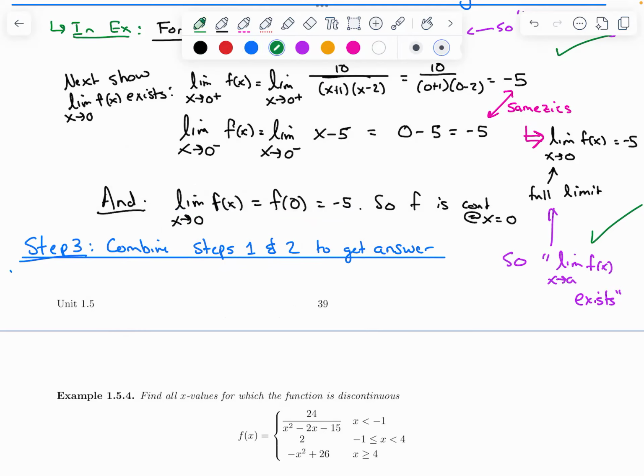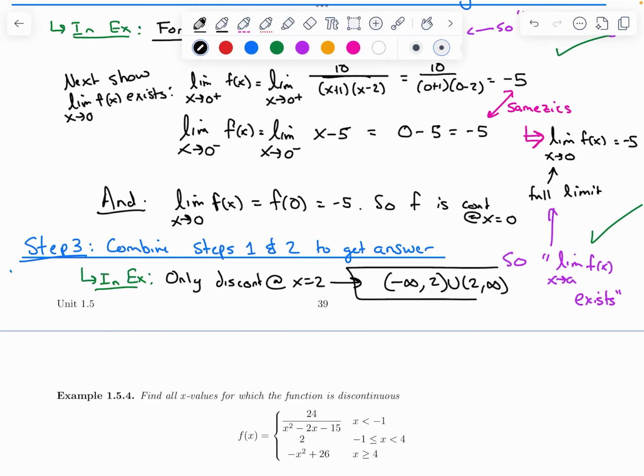So in the example, the only discontinuity is at x equals 2. So negative infinity to 2, parenthesis, union 2 to positive infinity is our answer. Sure, we'll use an oval this time. We're going to recap this process on the next one.